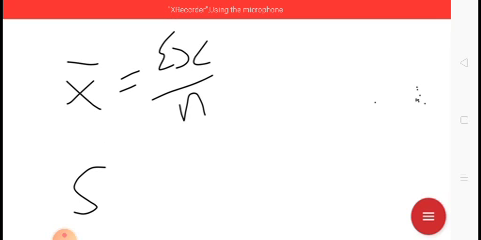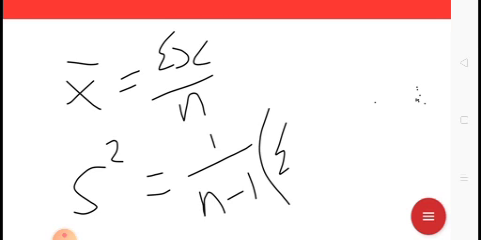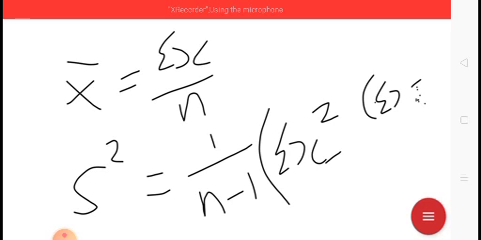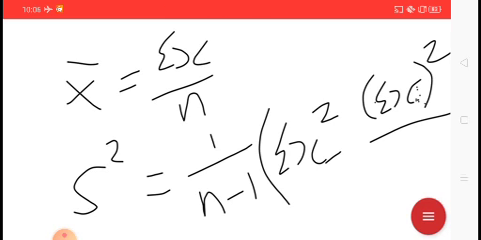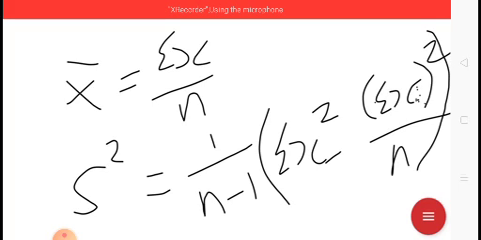The symbol given is s square, similar to sigma square, equal to 1 over n minus 1, times the sum of x square minus the sum of x, all squared, over n, right? You must be careful with this part: it is the square of the sum of x, over n. It's not the mean square. This equation is actually given in your formula booklet, so you can open and have a look.